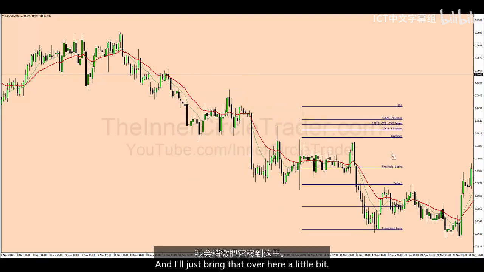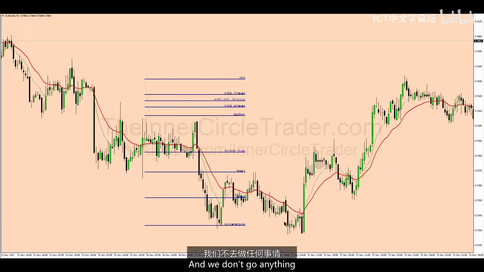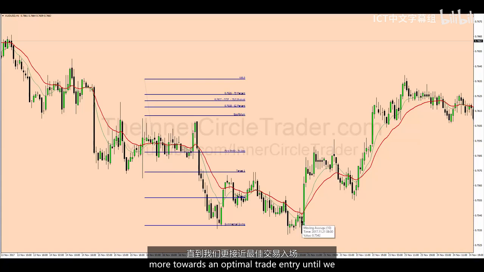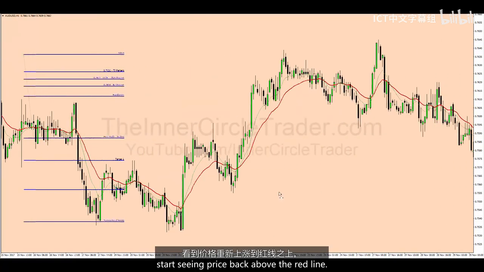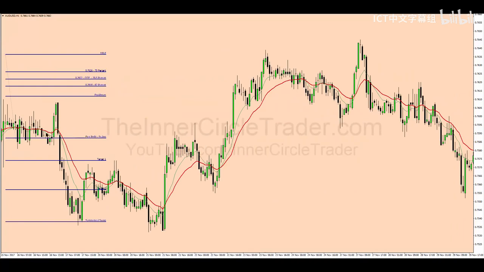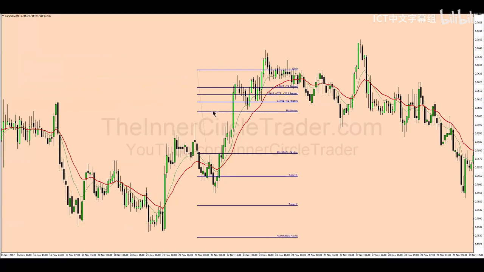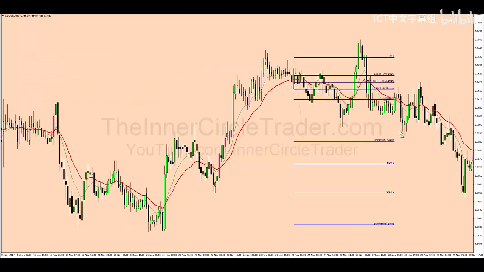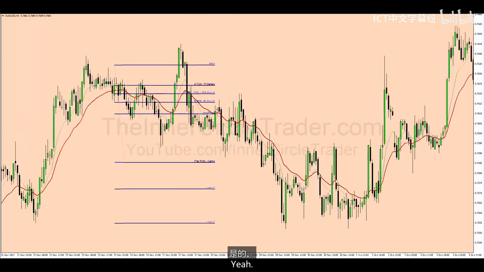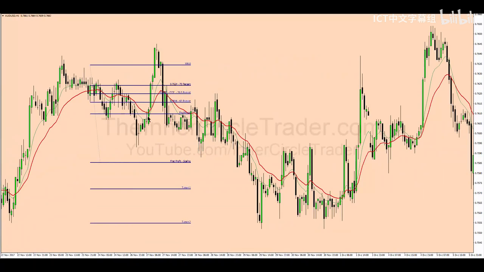And I'll just bring that over here a little bit. We don't go anything more towards an optimal trade entry until we start seeing price back above the red line. And now we're consolidating again. And I think we're probably going to run out of sell condition before long. Yeah, we have another one in here.